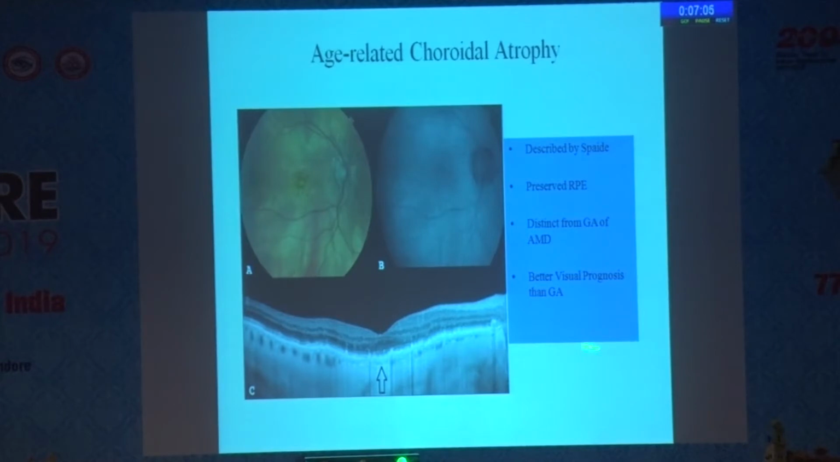You should not get confused between GA and age-related choroidal atrophy, because GA could have a worse prognosis, whereas in this entity the RPE is quite intact, so the prognosis is quite good. So you can predict things once you see these images.